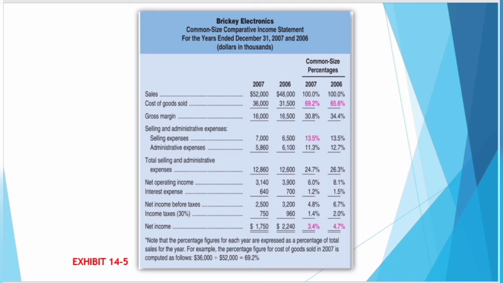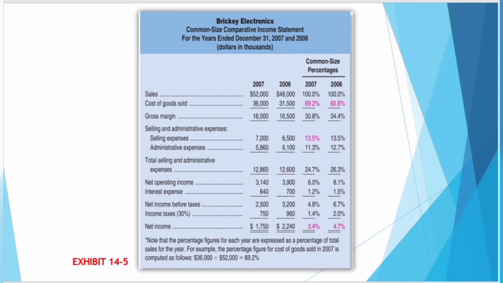We saw earlier, guys, that Exhibit 14-4 contains the common size balance sheet of Brakes Electronics. Exhibit 14-5 contains the common size income statement. Earlier 14-4 was the balance sheet, and here 14-5 is the income statement of the company. The formula is shown below. It is different from earlier, because earlier total assets was the divisor by year 2007 and 2006. Here in the income statement, sales is the divisor for each account title.